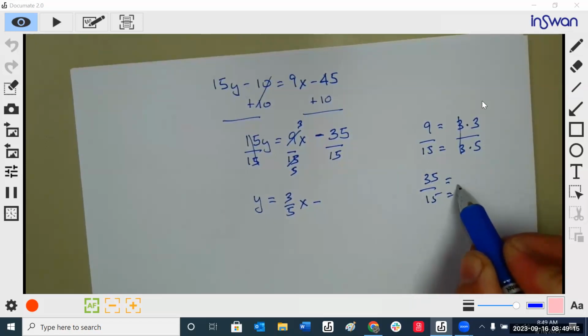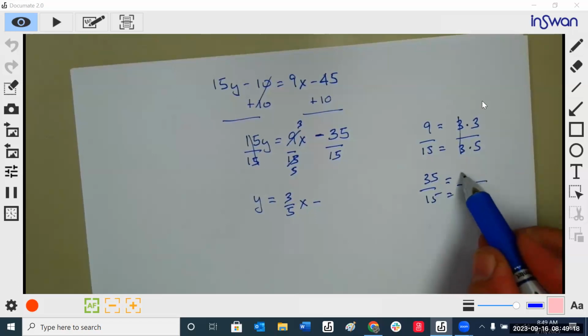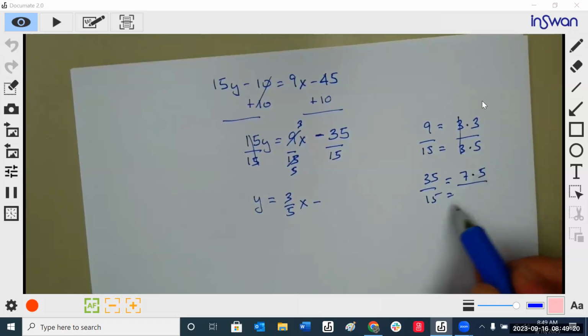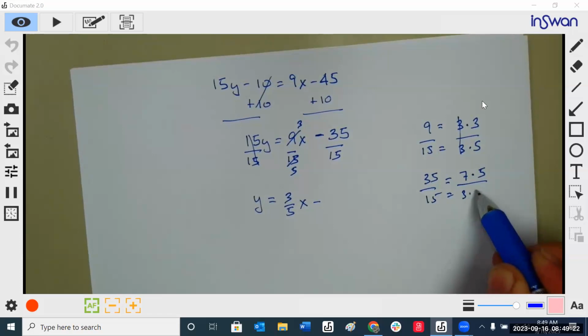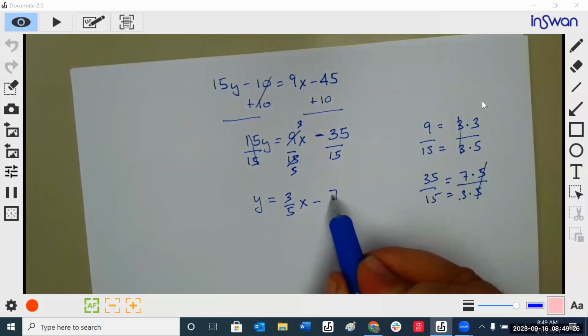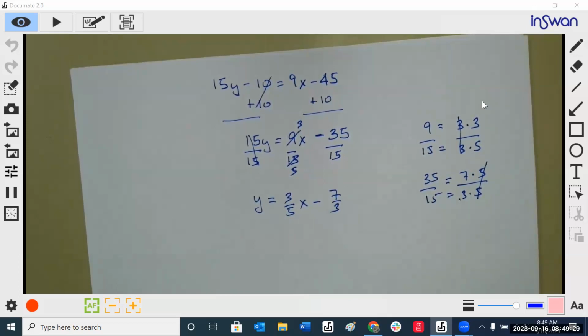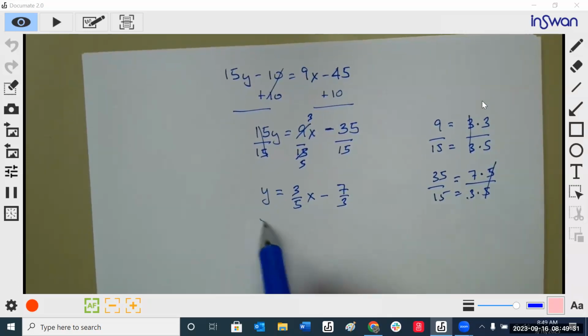What is 35 made up of? How about 15? So the 5's cancel. So we have 7/3. There's our answer.